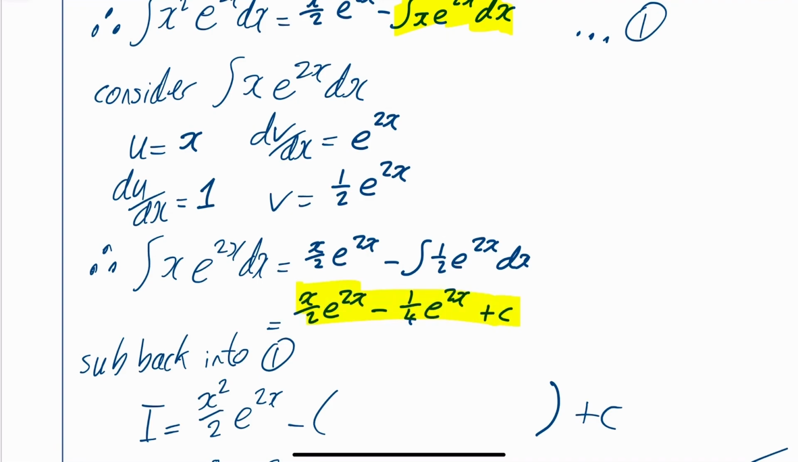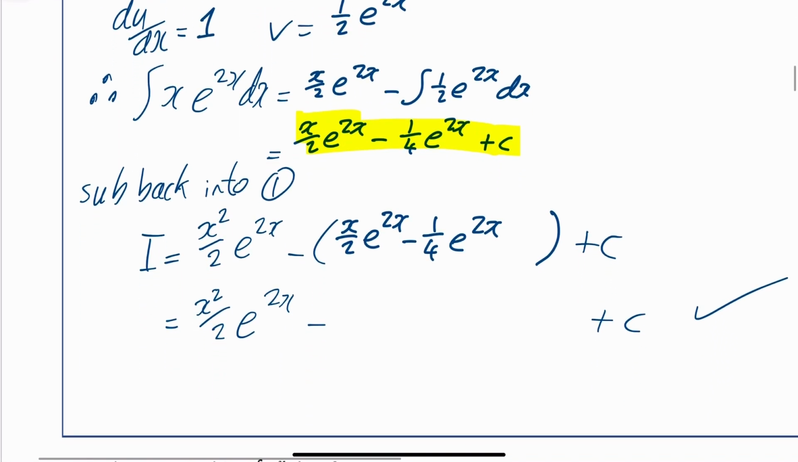So this is what's going into your bracket, and you're going to leave the c outside at the end. So we sub it back in, you're still going to have the x squared over 2 times e to the 2x, then minus x over 2 e to the 2x, minus 1/4 e to the 2x, and then plus your c at the end. If we sort that out, that's going to be minus x over 2 e to the 2x, and then plus 1/4. That's again a very easy mistake, which very good mathematicians will make, and you can see that's as far as we've got.